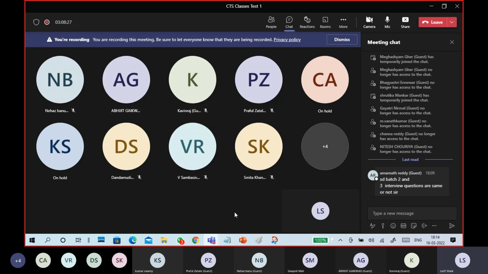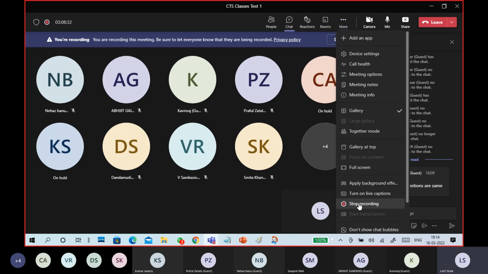So tomorrow morning, batch 15 is there, and the 15th batch has completed the installation.